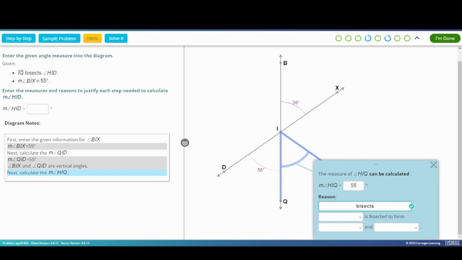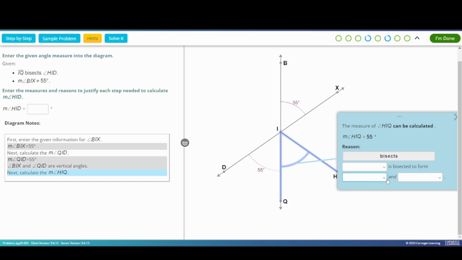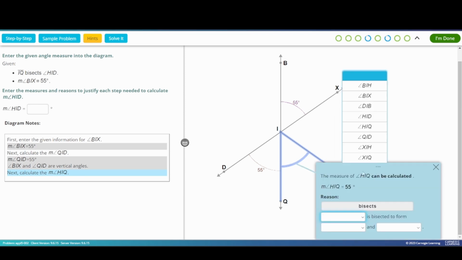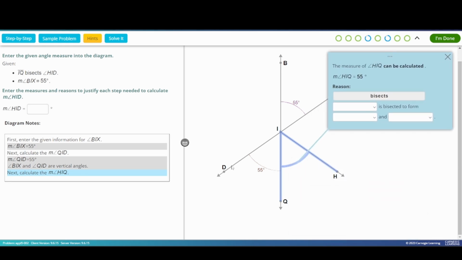What's being bisected? So the big one is being bisected to form this and this. So the big one is being bisected to form the two little ones. That's how I think of it: small, small, big, or big, small, small. In this case, the big one is being bisected to form the two small ones. So the big one here is, let me get rid of that so I can see it. Sometimes it's over your picture and you can't see it.